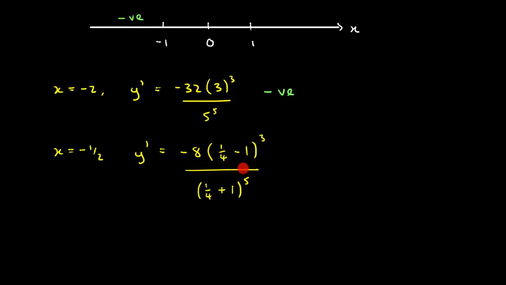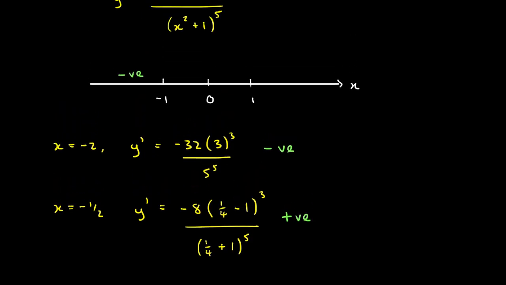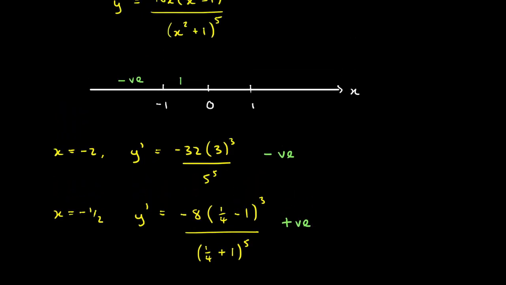And then a negative number times this negative 8 is going to be a positive number, and this number on the bottom is positive. So we've got a positive divided by a positive, which will be positive, right? Again, we don't actually have to calculate the value. We just need to know that this is positive. So here, between negative 1 and 0, we've got a positive.